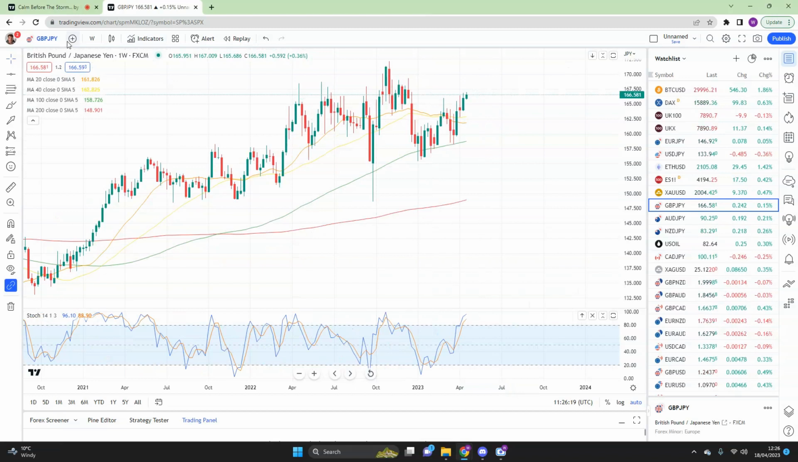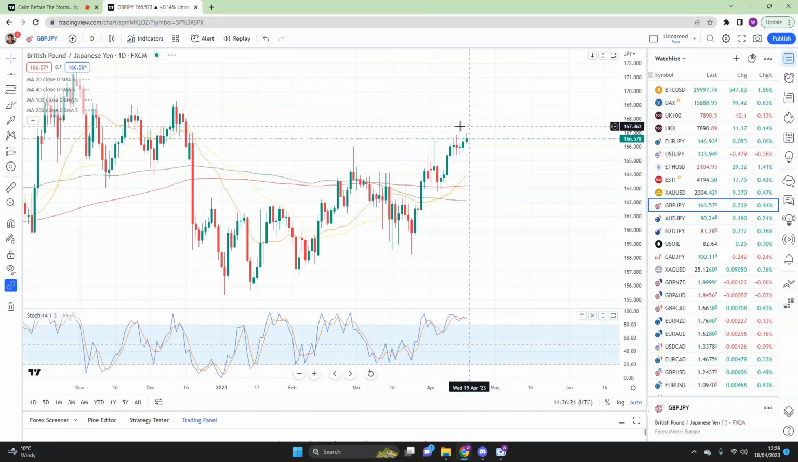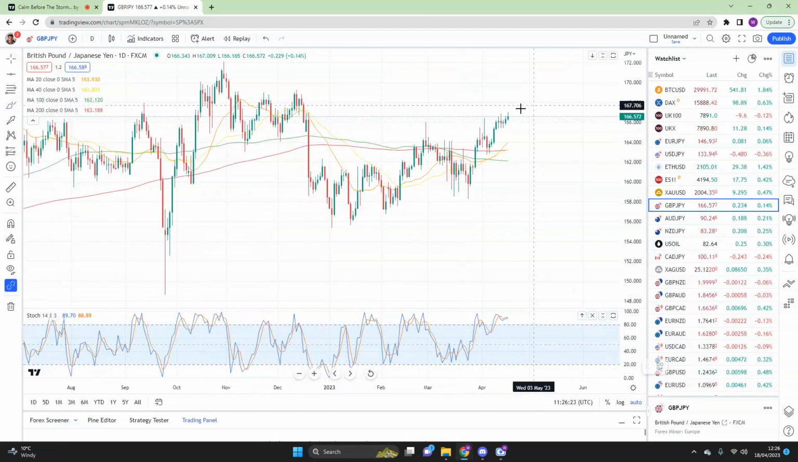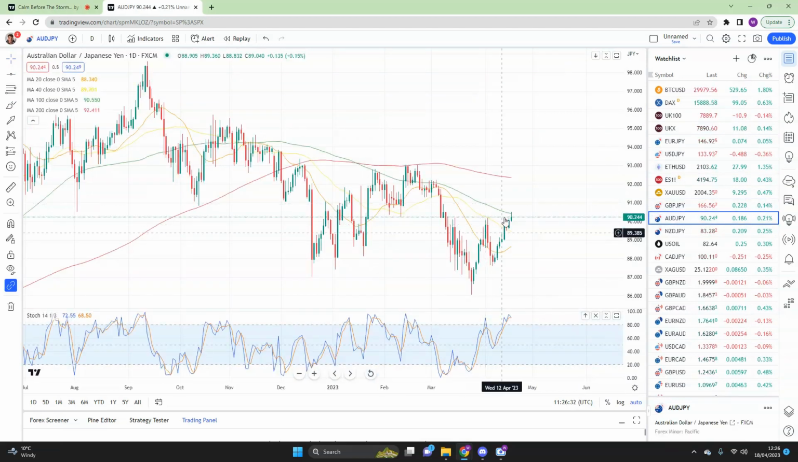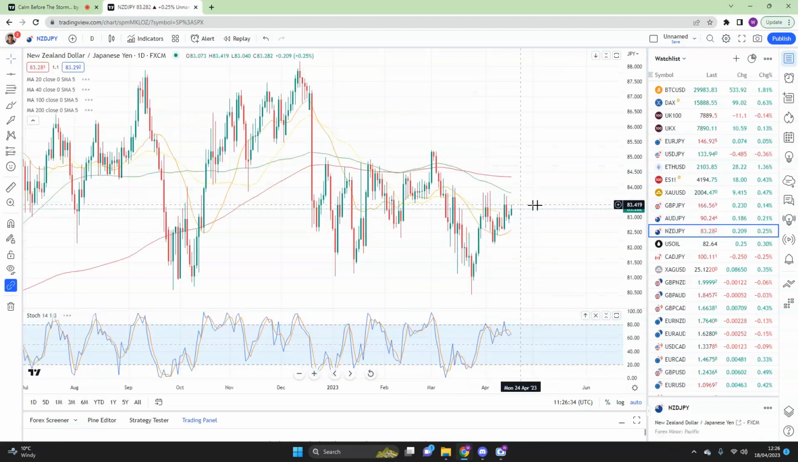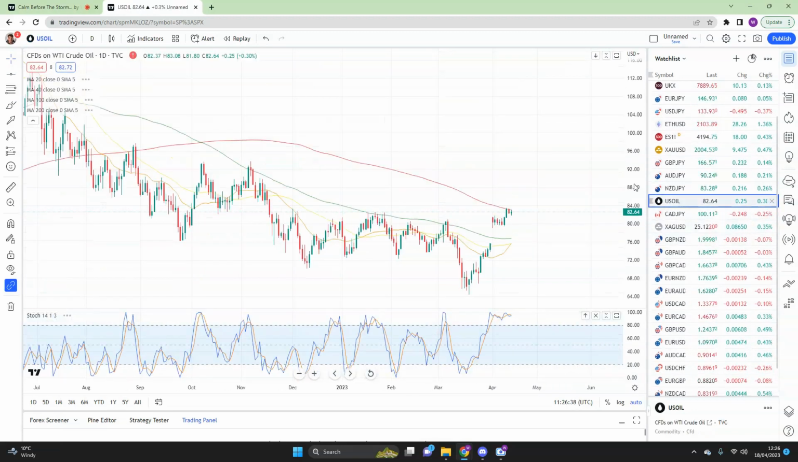Pound yen, I like it short at the moment just because you've got previous price action. You can see you've got a bit of rejection there. I wouldn't be surprised if you can pull down there. Aussie yen, same thing. New Zealand dollar yen. All of it's short at the moment. All those yen pairs, I like them short.